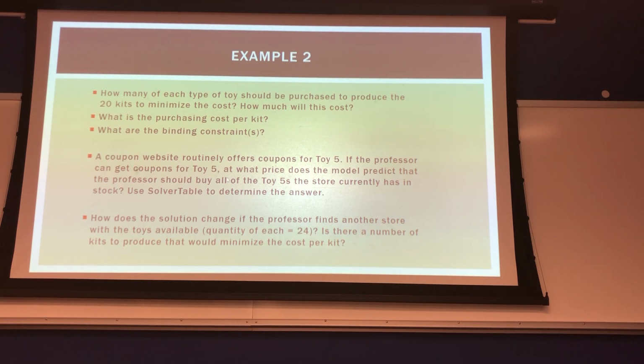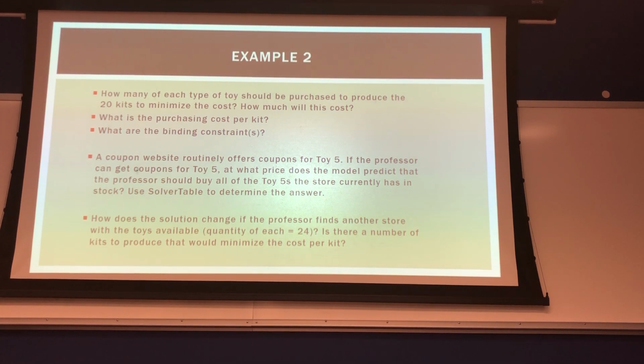So when we solve it, we'll answer the normal questions. What should we buy? How much is this going to cost us? We'll even do a little calculation on what's the cost per kit. But we'll look at it then and see what were the binding constraints, talk about that a little bit. But that will lead us into a couple of different ways of looking at this. Other questions that we might ask ourselves, like, what if we could get Toy 5 a whole lot cheaper? Would we buy all the Toy 5s that were available if we could? We'll talk about that one.